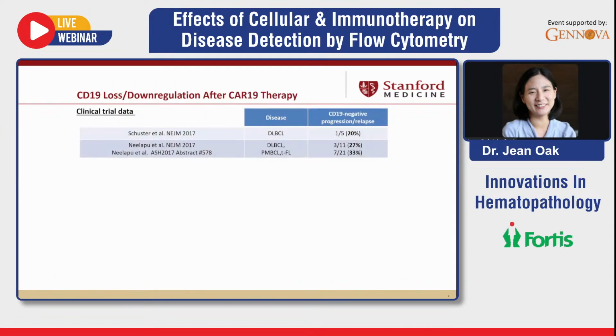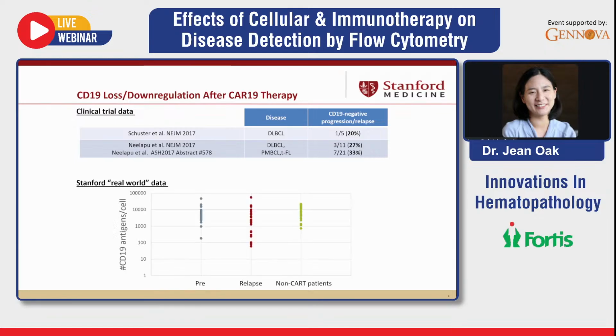So the initial clinical trial data for using a CD19 CAR T in high-grade B-cell lymphomas looked very promising in terms of a very high response rate. But unfortunately, about 30 to 40% of these patients ended up relapsing. And among those, about 20 to 30% showed loss of the target antigen. And this effect was largely confirmed in the real world setting.